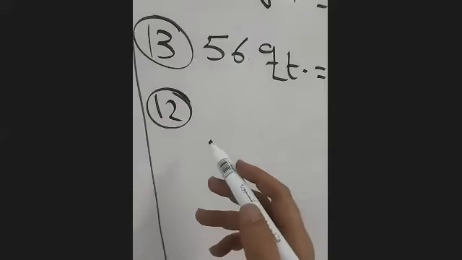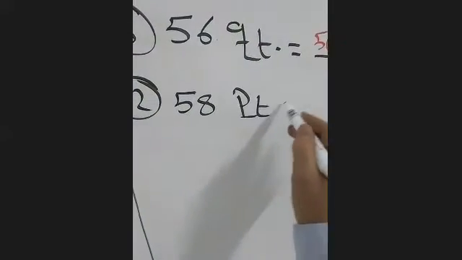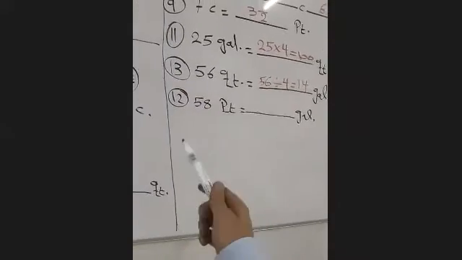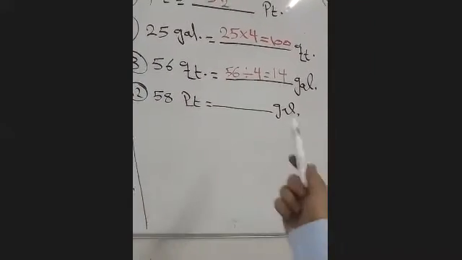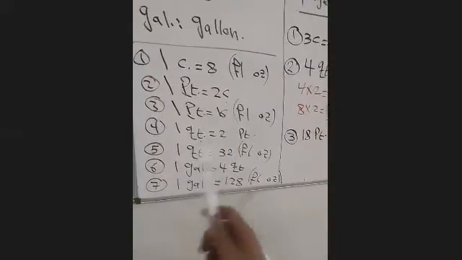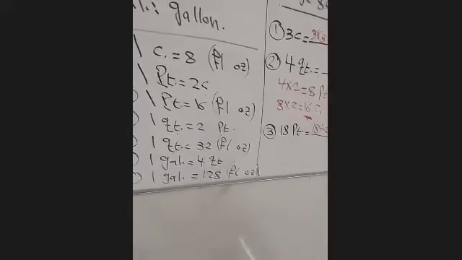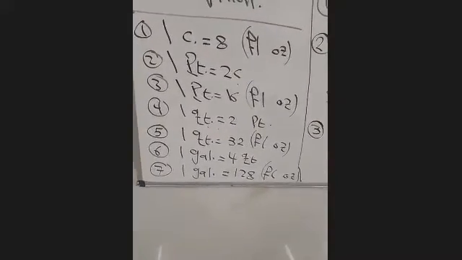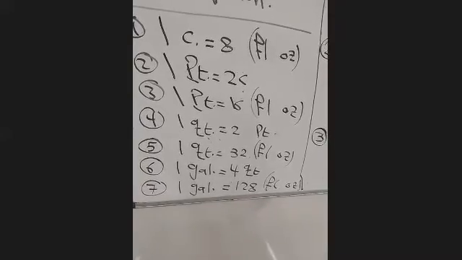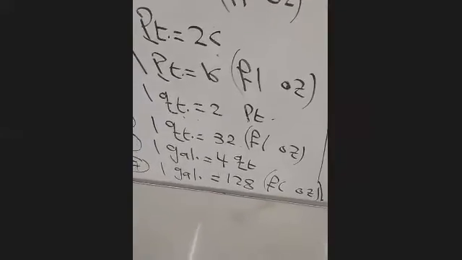58 pints equals blank gallon. 58 pints, we want to turn it to gallon, right? Exactly. Now, do we have a formula between pints and gallon here? Yes. Where is it? From pints to gallon? No, sorry, we don't. In this case, what do we do, Muhammad, do you know?